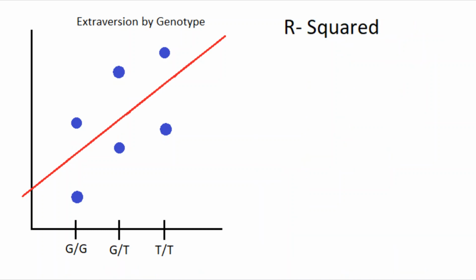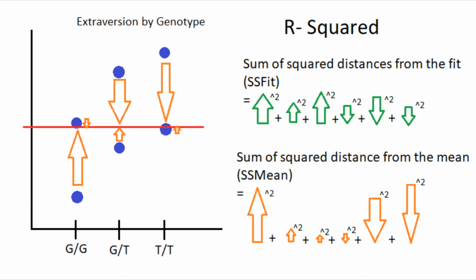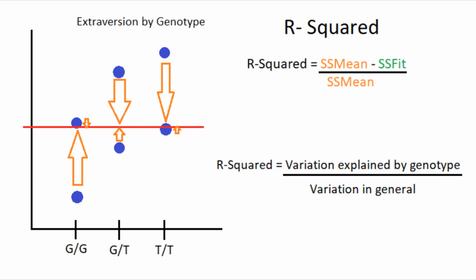The coefficient of determination is measured by a value called r-squared, and is found by calculating the sum of the square of the distances between all the points on the graph and the line of best fit, subtracting this from the sum of the square of the differences between all the values for extraversion and the average value for extraversion in the whole sample, and dividing this number by the average value for extraversion in the whole sample. In other words, r-squared measures the variation in extraversion explained by the genetic variant divided by the variation in extraversion in general.